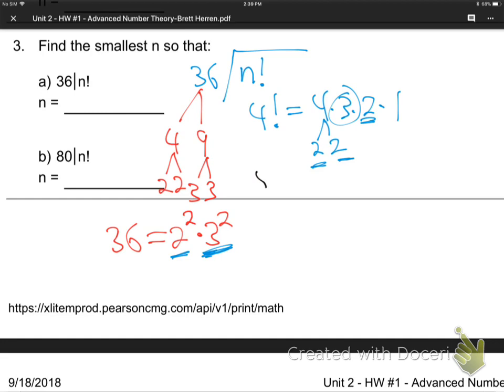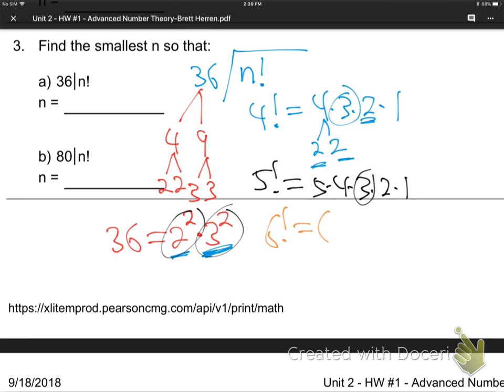All right, how about 5 factorial? Does that have 2 2s and 2 3s in it? No. What's it missing? 3. Yeah, it's only got a single 3, huh? Yeah, let's go to 6 factorial then. So that's 6 times 5 times 4 times 3 times 2 times 1. Does that have 2 2s and 2 3s? Yeah. Plenty of 2s. Where's the 2 3s? There's one of them there and one of them there, huh? And lots of 2s. So what's the smallest n that works?